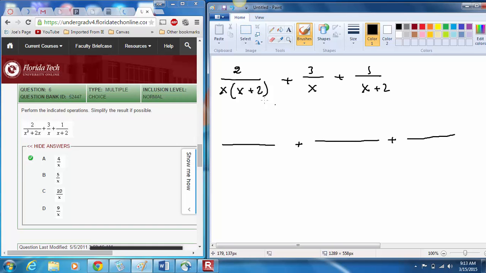Looking at x plus 2, we have x plus 2, we have x plus 2, so we take one of them. Looking at x, we have x, we have x, we take one of them. So this would be the lowest common denominator. Notice that it is a multiple of the first one, it's a multiple of the second one, and it's a multiple of the third denominator. So we went from x times x plus 2 to x times x plus 2. We haven't changed anything, so we don't change the numerator. We went from x to x times x plus 2. We multiplied by x plus 2, so we have to multiply the numerator by x plus 2.